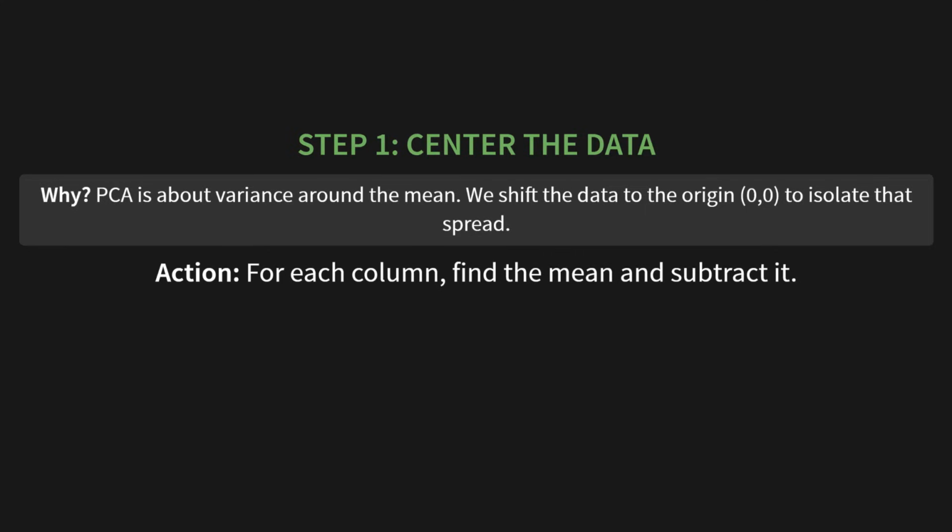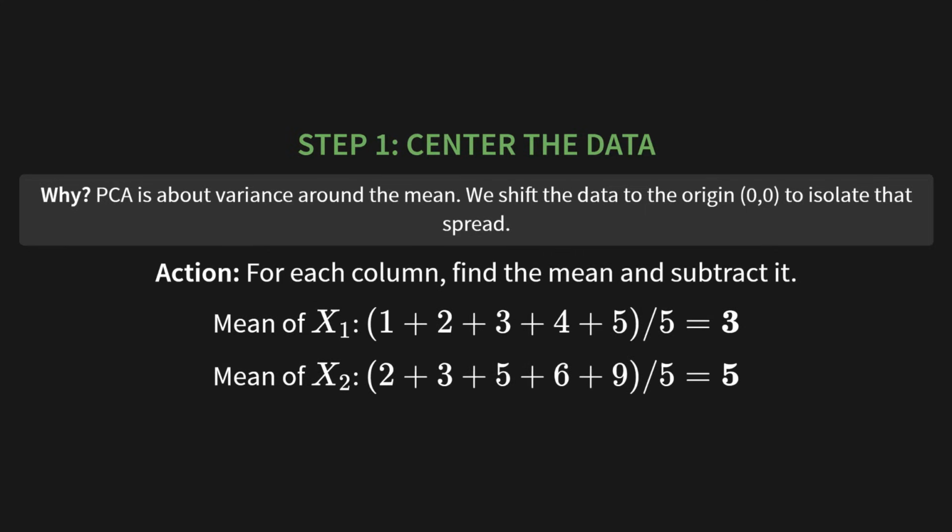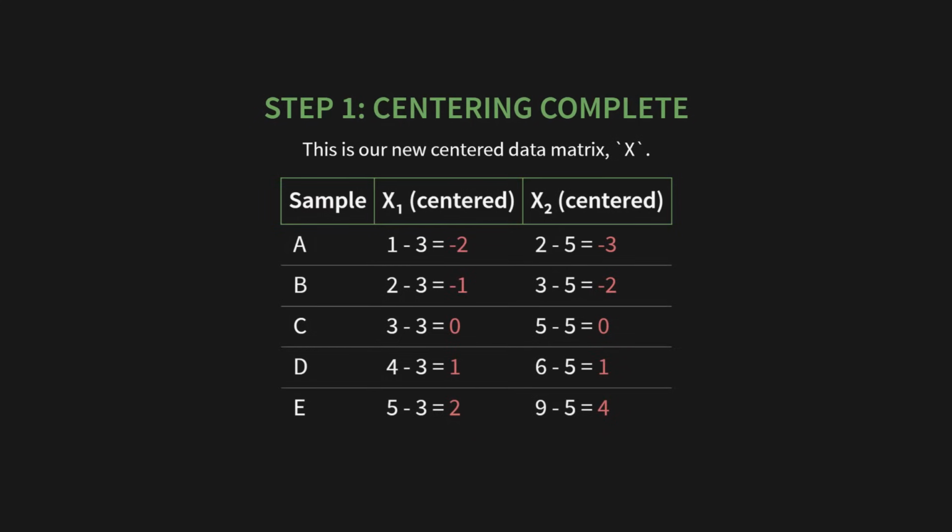The mean of x1 is 1 plus 2 plus 3 plus 4 plus 5 divided by 5, which equals 3. The mean of x2 is 2 plus 3 plus 5 plus 6 plus 9 divided by 5, which is 5. And centering is complete. This table shows our new centered data matrix, which we'll just call X. For sample A, x1 becomes 1 minus 3, which is negative 2. And x2 becomes 2 minus 5, which is negative 3. We just do that for every single row.